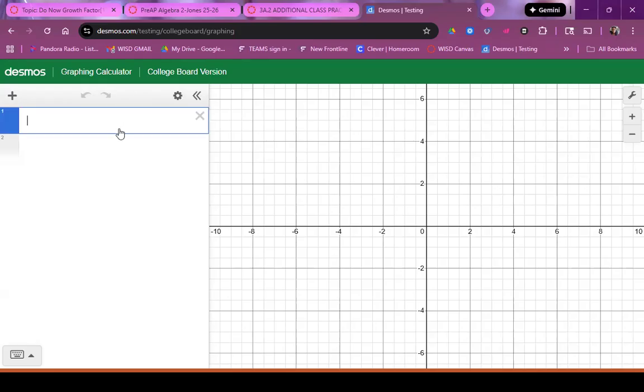So I'm going to first put in my equation, and I can't put in anything other than f of x or y. Doesn't matter which one you do. You just can't put in f of t. So I'm going to put in f of x, and f of x equals 10e to the 0.24x. So notice again, I couldn't put in the t.